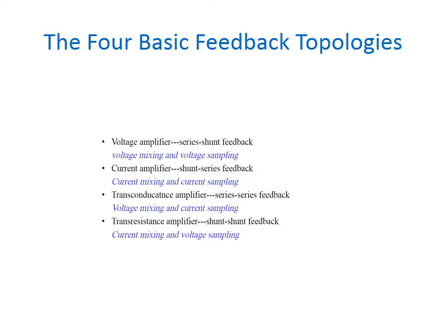The third type is the transconductance amplifier. Here the mixing is voltage and sampling is current. That's why it's called a series feedback network. Then the fourth one is the transresistance amplifier. Here current mixing and voltage sampling are used. That's why it's called a shunt feedback amplifier.